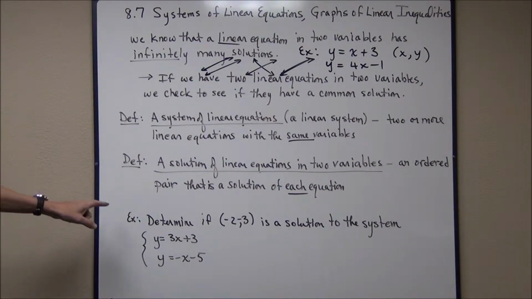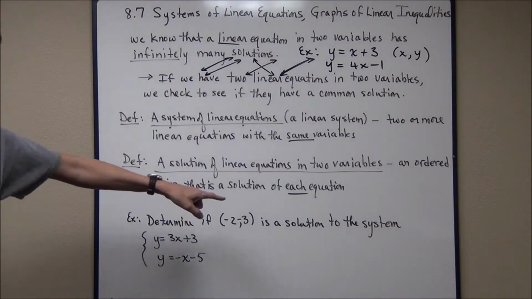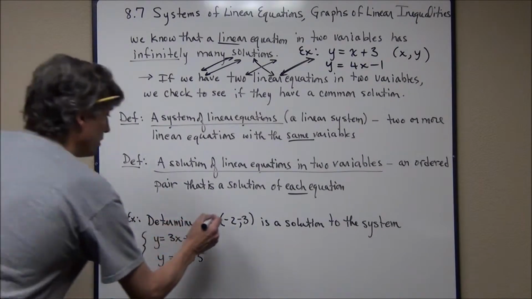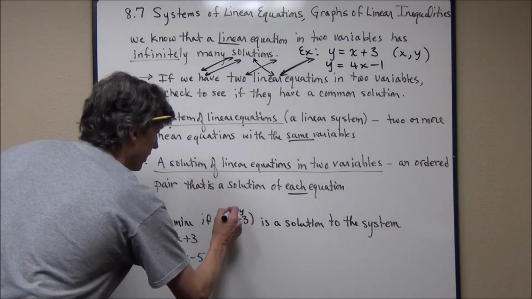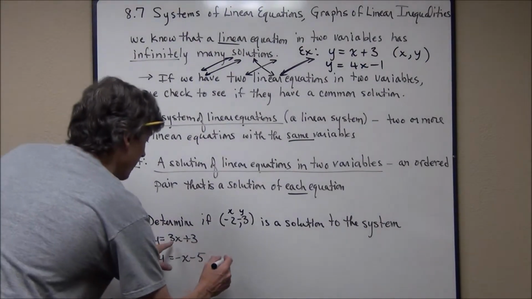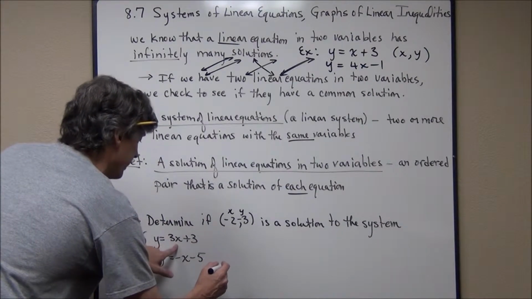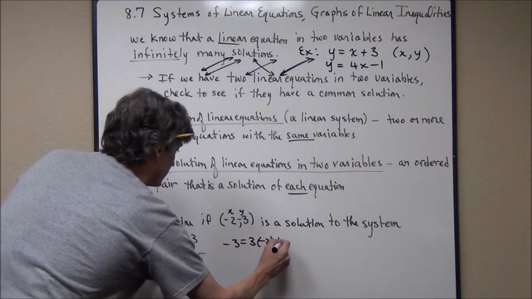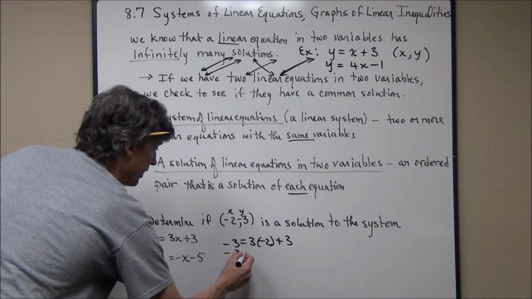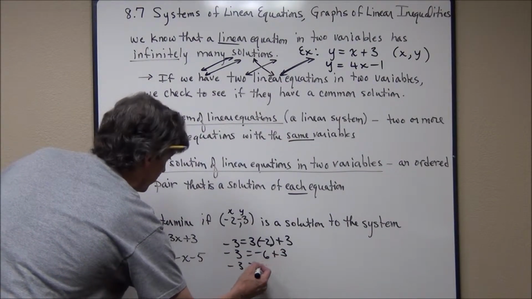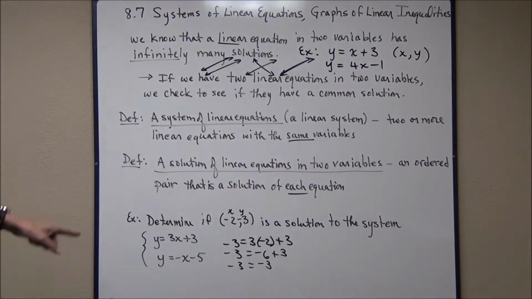Okay, we're going to determine if the ordered pair (-2, -3) is a solution to the system. That means it's got to make both of them true. It's got to satisfy both. Remember, this is your x and this is your y. Substitute in for the x and y variables in both. Let's try the top one. If I plug -3 in for y and -2 in for x, I get -3 equals 3 times -2 plus 3. That's -3 equals -6 plus 3. That's -3 equals -3. So it makes the first one true.